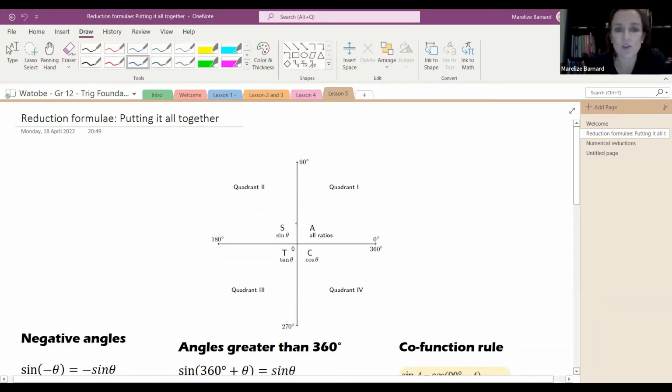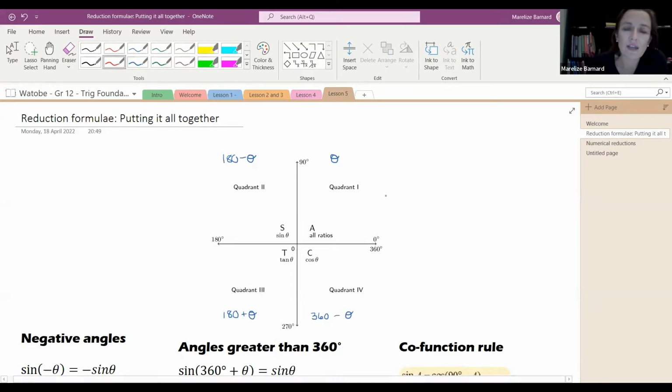In the second quadrant, sine is positive. In the third quadrant, tan is positive. In the fourth quadrant, cos is positive. We can define this first quadrant as all angles that are theta. The second quadrant is 180 minus theta. The third quadrant is 180 plus theta. And the fourth quadrant is 360 minus theta.